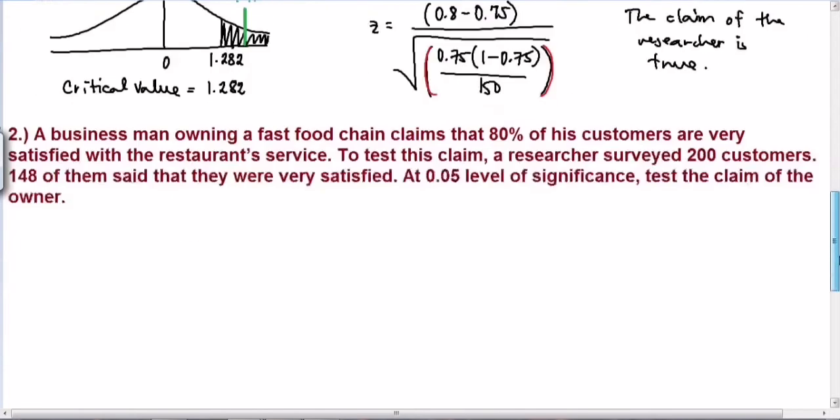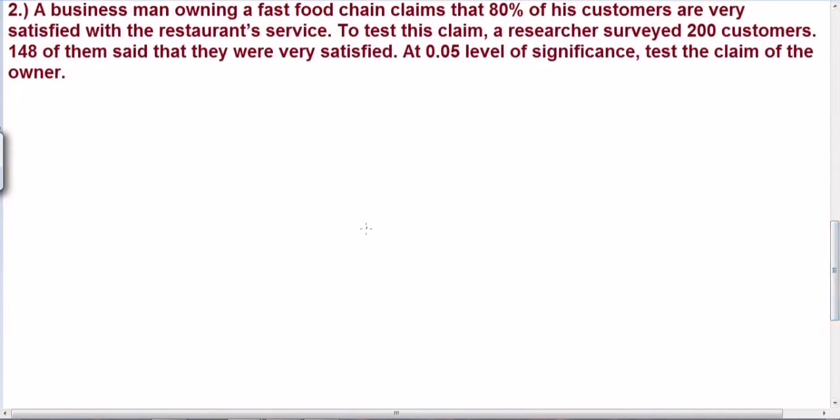Okay? Let us have the last example. A businessman owning a fast food chain claims that 80% of his customers are very satisfied with the restaurant's service. To test this claim, a researcher surveyed 200 customers. 148 of them said that they were very satisfied. At 0.05 level of significance, test the claim of the owner.